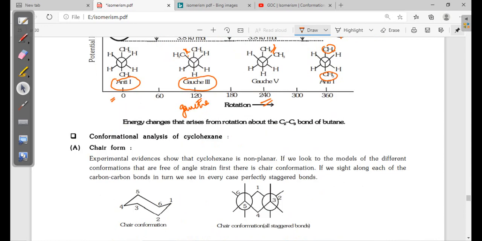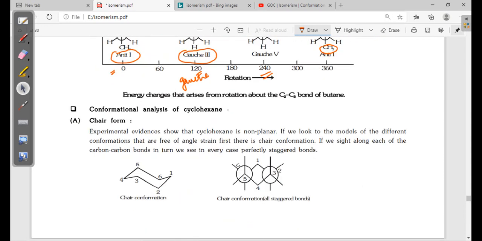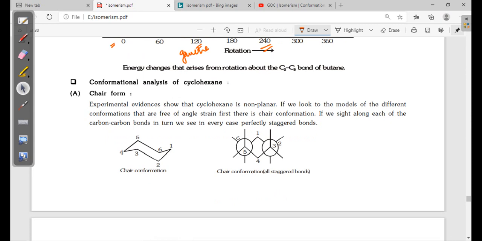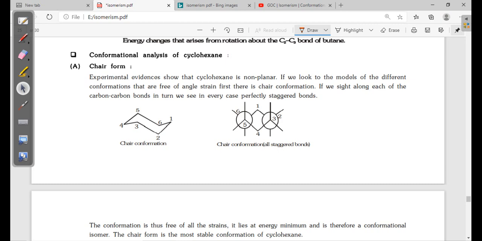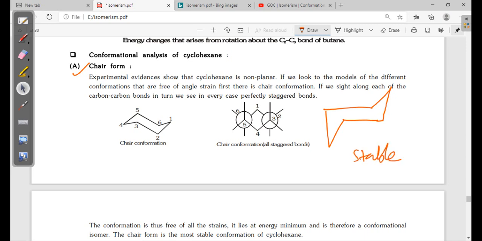Okay, and if we take cyclohexane, cyclohexane also shows this conformational isomerism, that is the chair form and boat form. We'll discuss. So see, this is the chair form. How we will write, like this. This is the chair form. So chair form is the stable conformation, and one more is there, boat form.